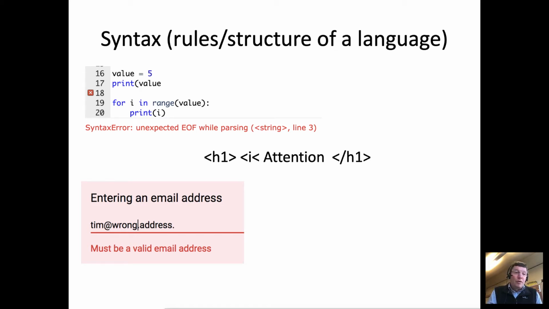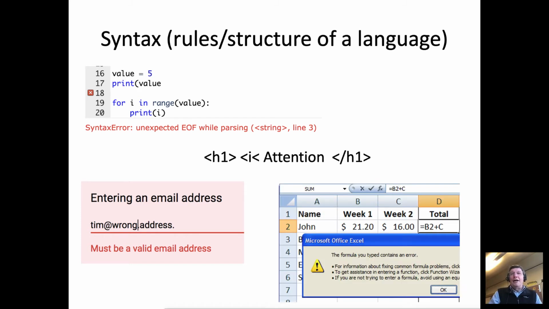So if you've ever used a website, as you start to type something, it tells you if it's correct or not. There's a formal definition for what makes an okay email address. This one ends with a dot, not okay. This is an Excel spreadsheet, and again, it's got an error in the formula. It's not complete, and the system says, "Hey, that language is incorrect."